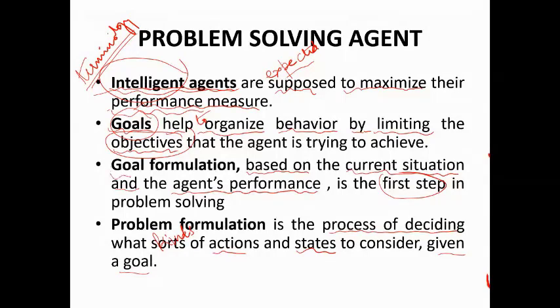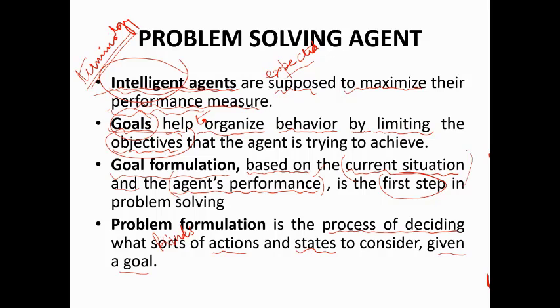That's all. The goal formulation, as we discussed earlier a little bit, is based on the current situation of the agent and the agent's performance. So there are two considerable factors for goal formulation: the current situation of the agent, what is the state of the agent, and the agent's performance. How does the agent do? So this is the first step in the formulation of the goal. You can think of it as the definition of the goal also. But the thing is, the agent's performance and states always change.